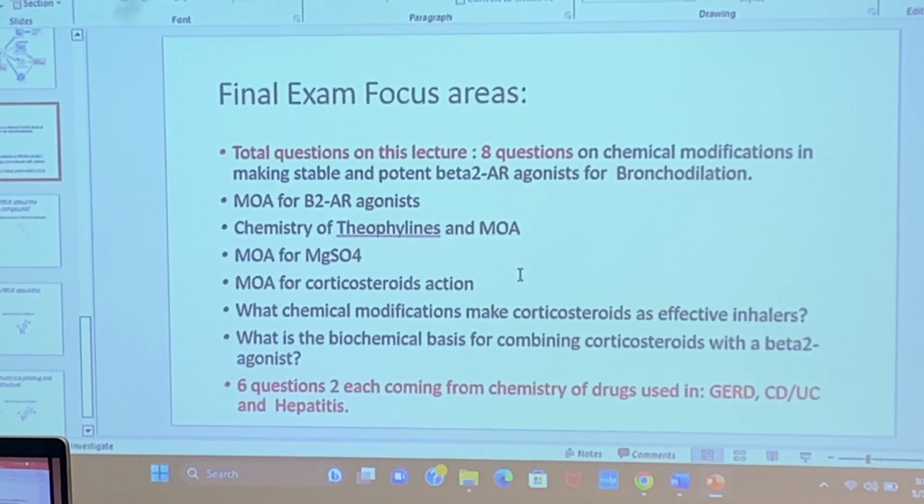What is the biochemical basis for combining these two, which I mentioned? Corticosteroids induce expression of beta-2-adrenergic receptors, thereby if you have a bronchodilator drug along with the corticosteroid, it gives you an enhanced effect by binding to the beta-adrenergic receptors. That's the combination therapy. So those are the areas where I can give you 8 questions.